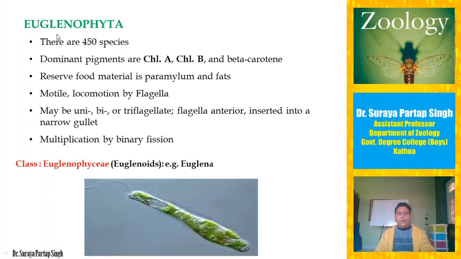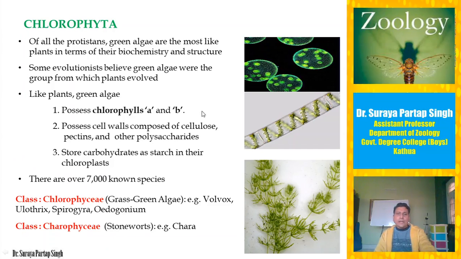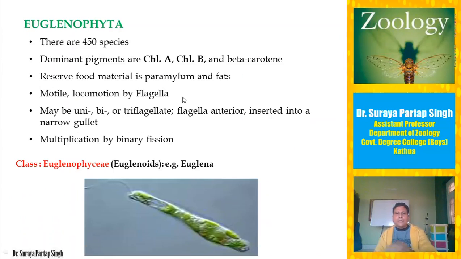Now it has about 450 species, and the dominant pigments are chlorophyll A and chlorophyll B. Here again, there is another pigment present in this group or division, that is the beta carotene. So chlorophyll A and B are similar to the pigments which were present in Chlorophyta, chlorophyll A and B. But in addition to this, in Euglenophyta they have another pigment, that is the beta carotene.